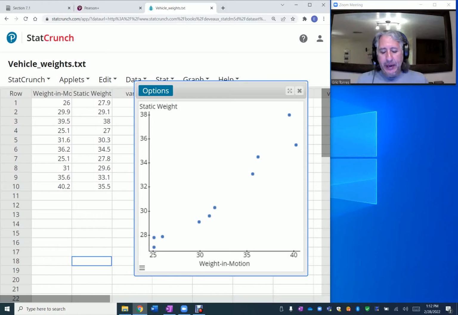So looking back at the same situation, we're looking at the weight of a truck on a scale, static, versus being able to weigh it as it's going down the road. That's a weight in motion. We're now going to talk about how to get the line of best fit using StatCrunch.